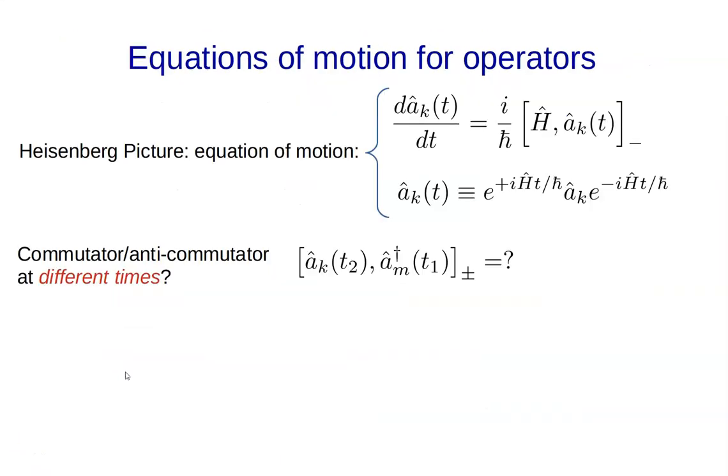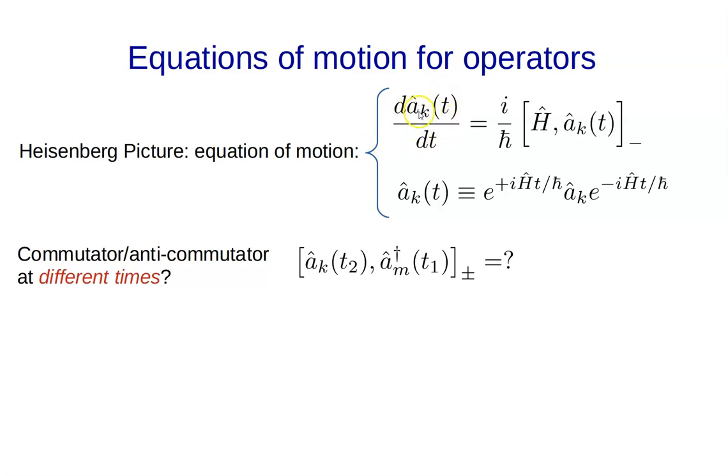Okay, let's start with a quick review of the equation of motion for operators. In particular, we're going to try to derive the equations of motion for creation and destruction operators. So as we saw in the previous class, I'll try to remember to put a link here if you haven't seen it. Please watch the previous class where we discussed the Heisenberg picture and the equation of motion for operators in the Heisenberg picture.